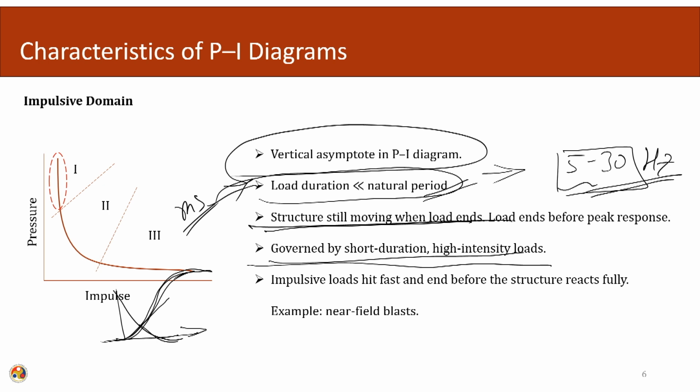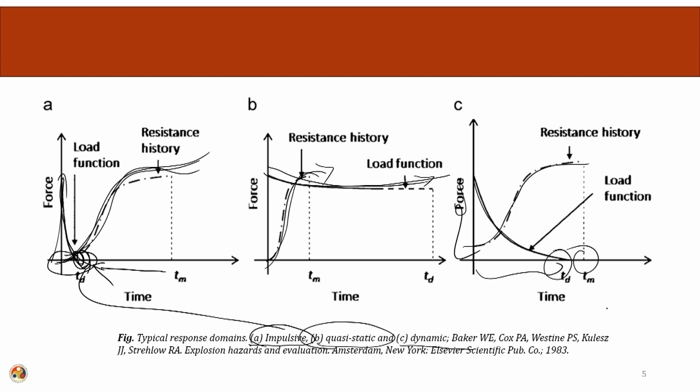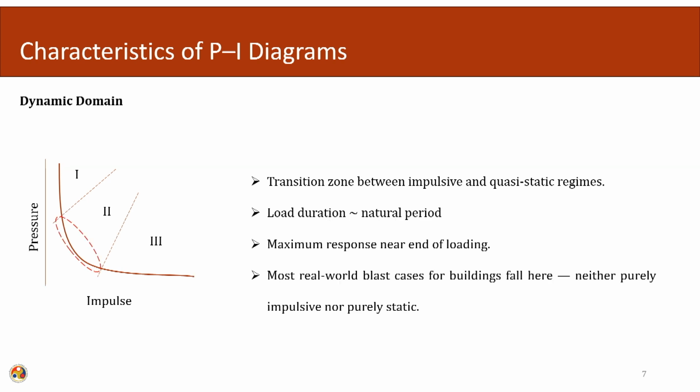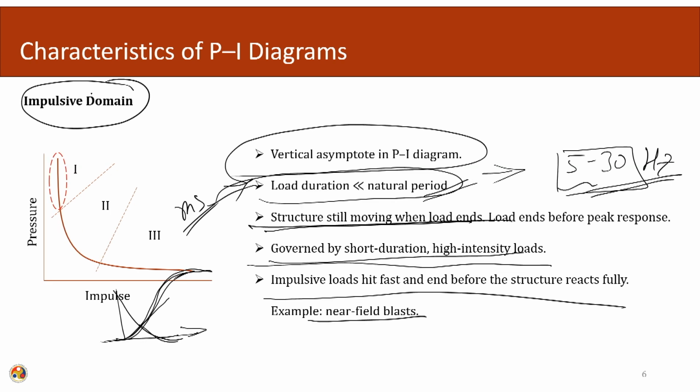The impulsive loads hit fast and end before the structure reacts fully. This is a typical case of an impulsive loading, where the loading hits the structure very fast and ends before the structure starts to respond. This is what happens in a blast event, specifically near blast events. So, this was the characteristic of the impulsive domain.